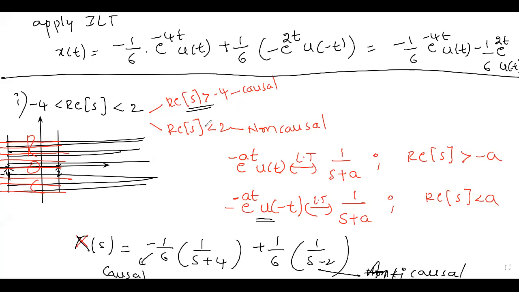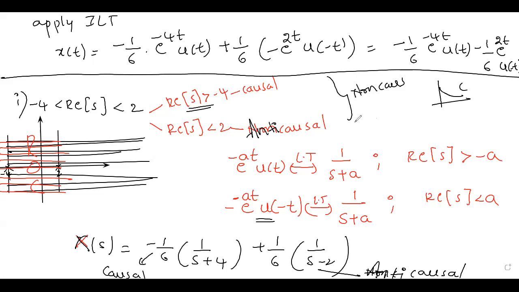Understood? Based on ROCs, we have to select whether causal or anti-causal. Here less than 2 means anti-causal. Generally, the combination of causal and anti-causal is a non-causal signal. If the signal exists only on the positive side, it is causal. Only on the negative side means anti-causal. Positive side and negative side, both sides, means non-causal signal. Most of the times I'm replacing anti-causal with non-causal. Anti-causal means only negative side. Causal means only positive side. Both sides means non-causal. Clear?